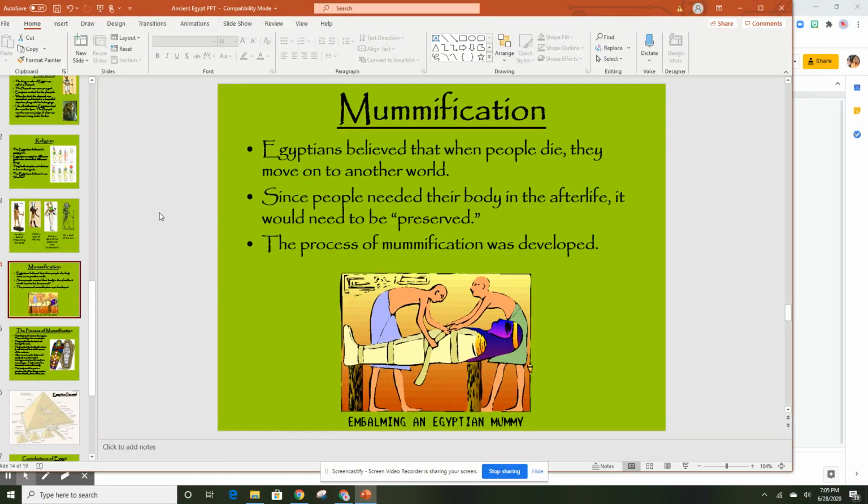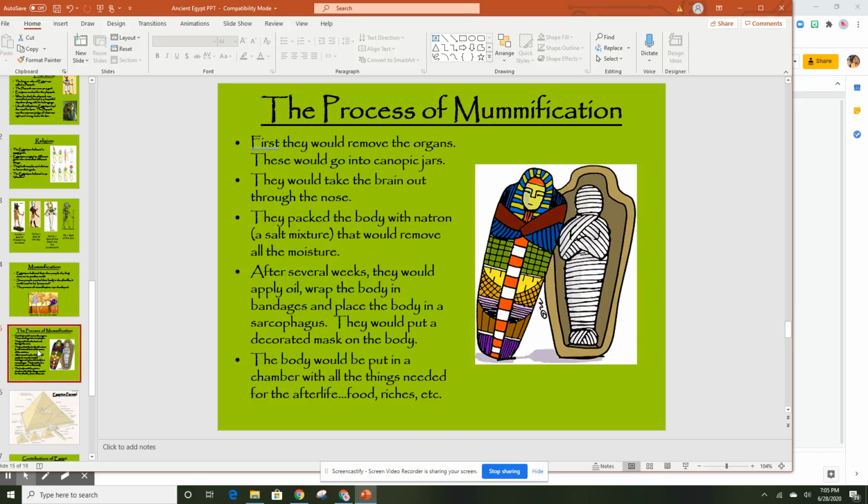And the Egyptians knew that, but they came up with a process called mummification, in which they would preserve the body so that it would not rot away. This process involved first removing the organs from the body, and those would go into jars called canopic jars. They would take the brain out, fun fact, through the nose.